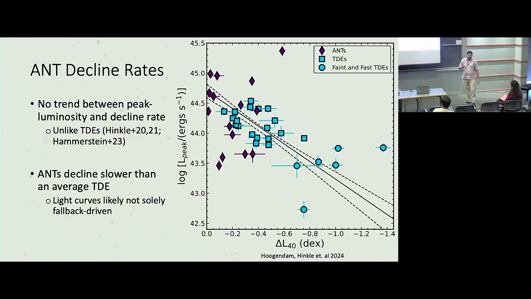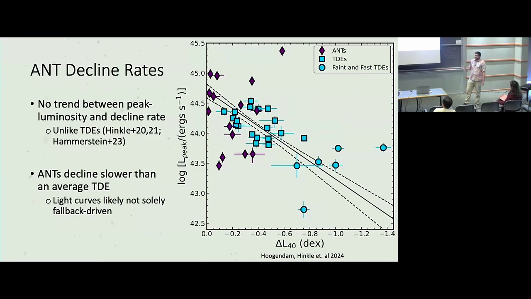Returning to this point of the after peak luminosity decline, we see that the ANTs don't show this nice trend that's been seen for the TDEs, where the more luminous TDEs at peak are declining more slowly. Here, delta L40 is just a delta M15-like parameter. That's the luminosity decrease at 40 days after peak. And so we see this trend again where the more luminous TDEs decay slowly, the less luminous TDEs fall off quite rapidly. But when we look at the ANTs, regardless of their peak luminosity, they're all decaying very slowly, and indeed more slowly than the average TDE seems to be decaying.